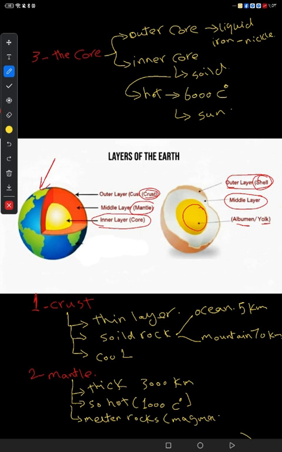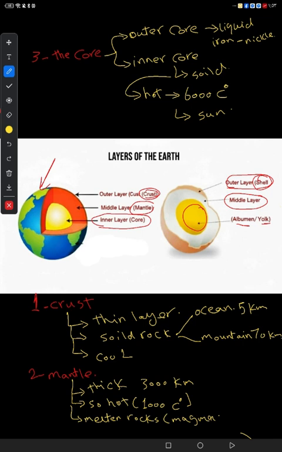So again, we have the 3 layers of the earth. The first layer is the outer layer. It is called the crust. Crust is a thin layer where we live. It is made of solid rock. Under the ocean its thickness is about 5 kilometers, and under mountains its thickness is about 70 kilometers. Its temperature is cool enough for us to walk on and live.